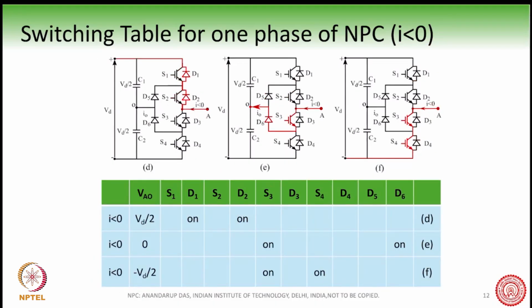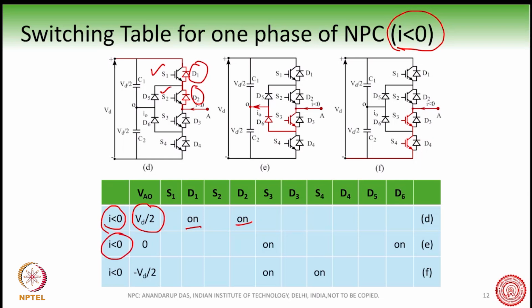We can similarly see how the converter will operate with I less than 0. Suppose I have I less than 0 and I want VAO equal to Vd by 2, and I will give the gate pulses to S1 and S2. But actually the current will flow through D1 and D2, because the IGBTs will not conduct. So this is case one.